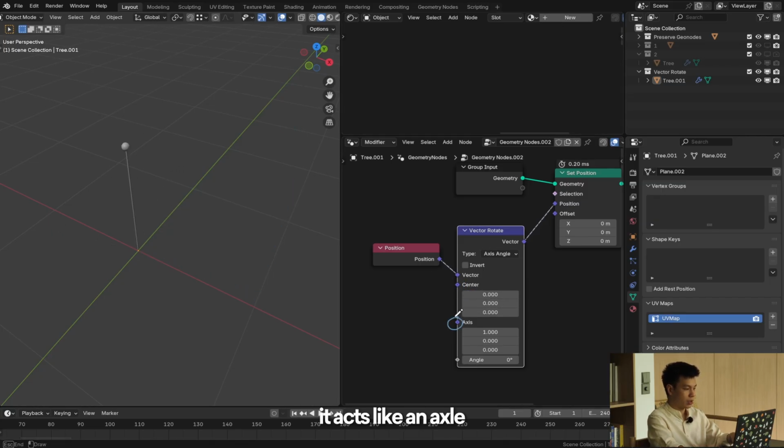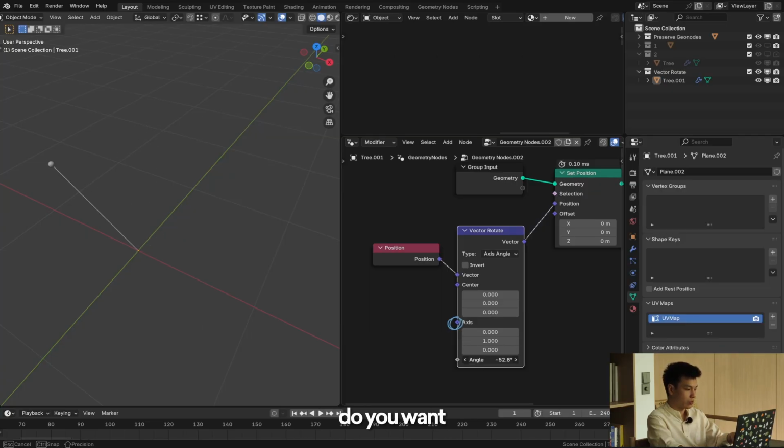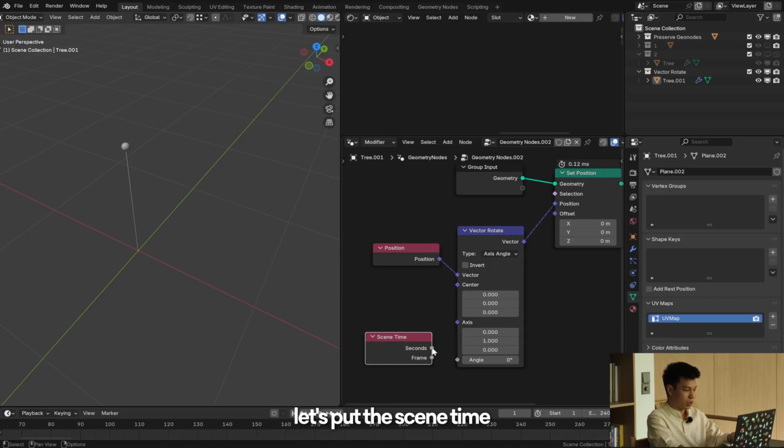Then the factor. It acts like an axle in the car wheel. So basically, which axis do you want to rotate? And last, the rotation degree itself. Now, let's put the scene time into the rotation. Basically, we have our factor rotating over time like clockwork. Now, just replace this factor, and you guess it, with the 3.